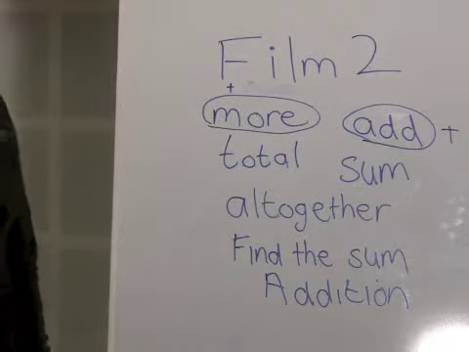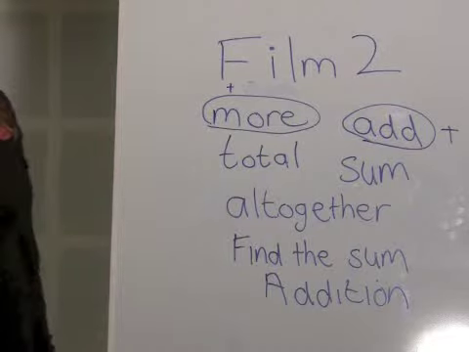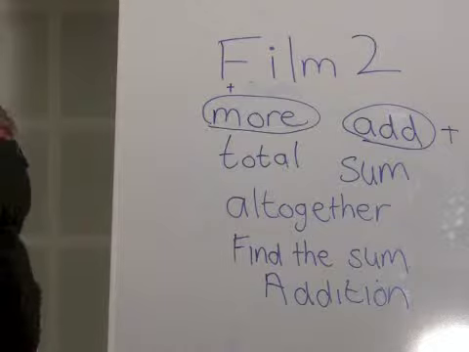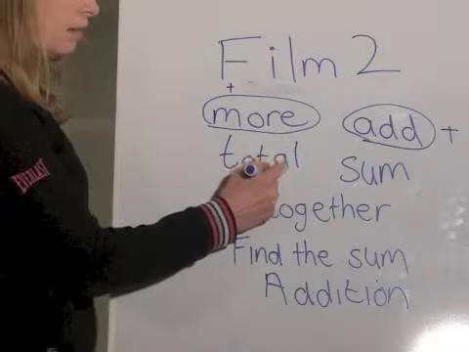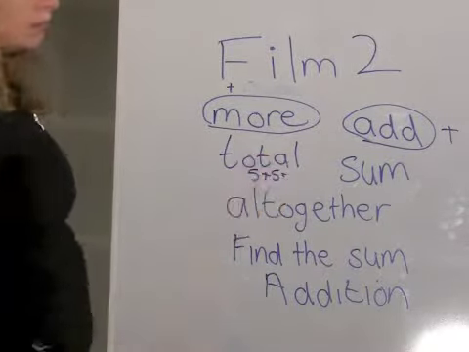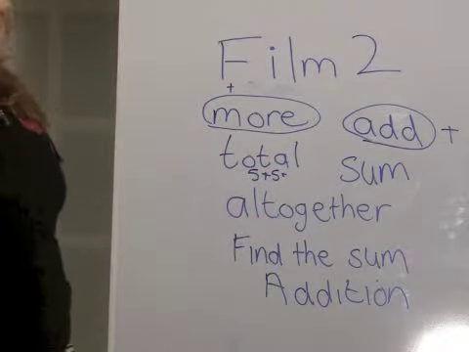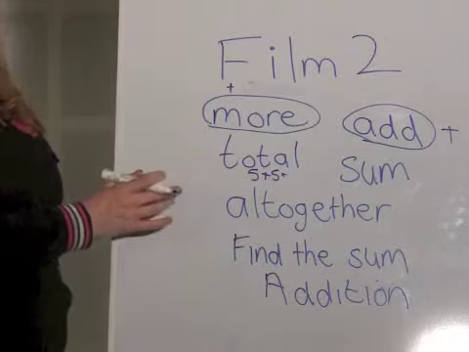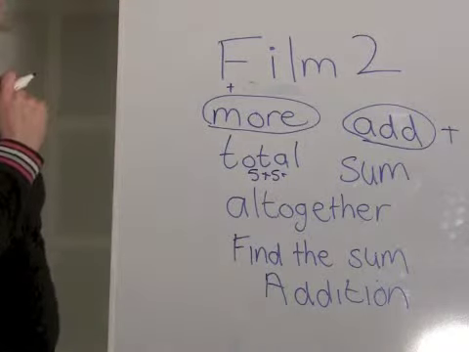Total. Find the total of 5 and 5. Well, the total of 5 and 5 is 5 and then another 5. And as you can see again, we're just adding. So total means add some numbers together and what you get.